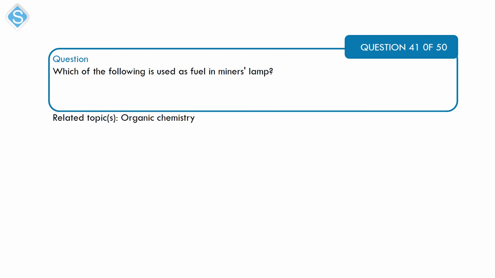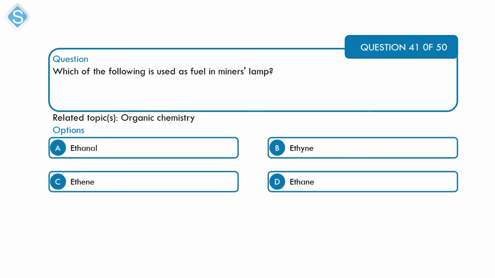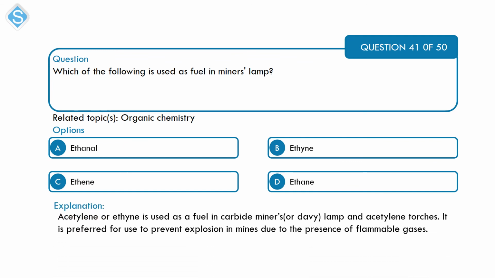Organic chemistry. Which of the following is used as fuel in miner's lamp? You have A ethanol, B ethane, C ethane, and D ethane. Ethyne, also known as acetylene, is used as a fuel in the miner's lamp, and in the acetylene torch. This is to prevent explosion in the mines due to the presence of flammable gases like methane. So B is the correct option here.